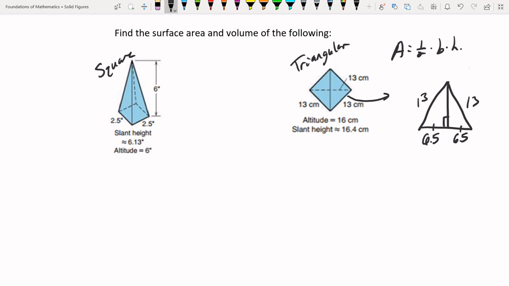Now to find the height, we can ignore this side here. Just ignore it for a moment. And you notice that this right here is a right triangle. And we can find the third side of a right triangle if we know two sides by using the Pythagorean theorem.